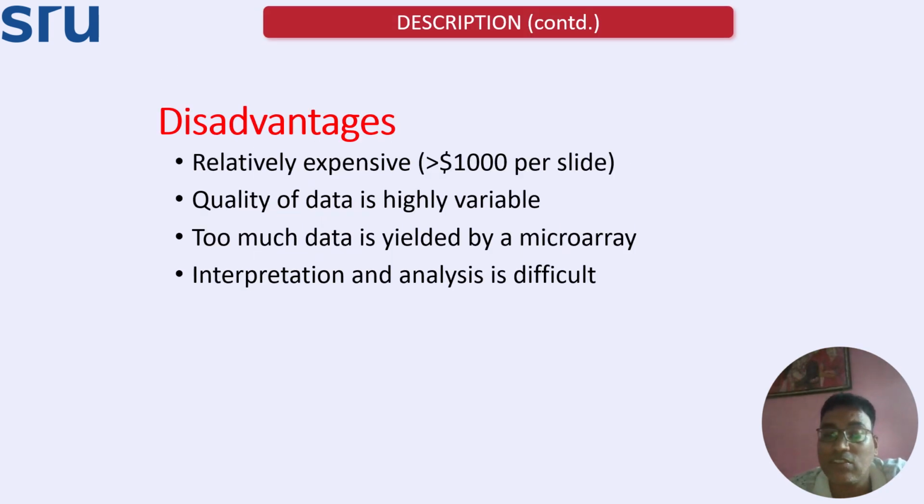The disadvantages of the microarray chip: it is relatively expensive. It is less expensive than sequencing, but still it is expensive. Say $1,000 per slide. This is just an approximate number; understand that I'm just telling you how costly it could be, based on different data sources. Quality of data is highly variable.